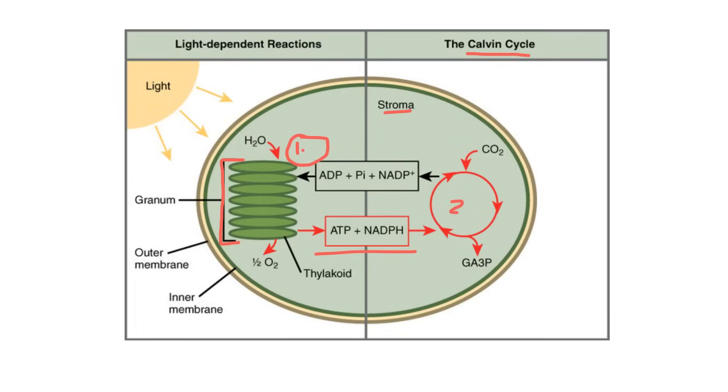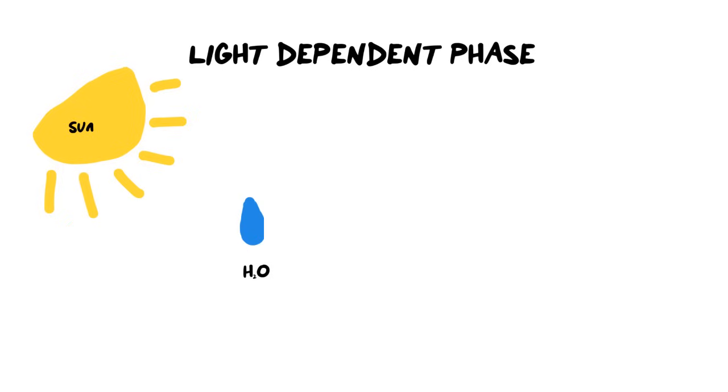We then go into the Calvin cycle, which is step two over here. And then, of course, we circulate back during the day. And it's this continuous process between the two reactions. So let's look at the first phase, which is the light dependent phase.